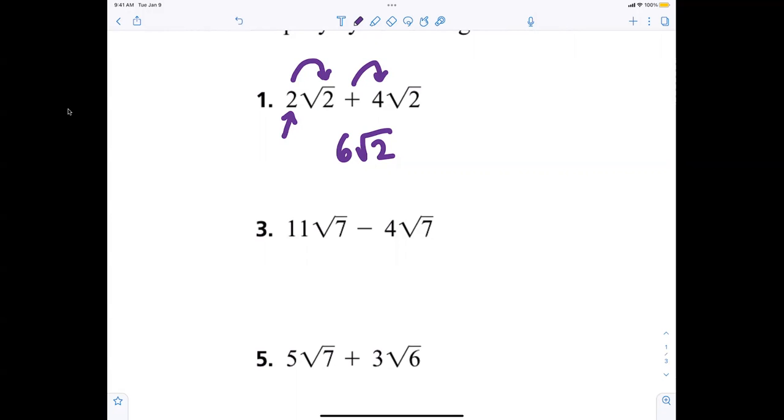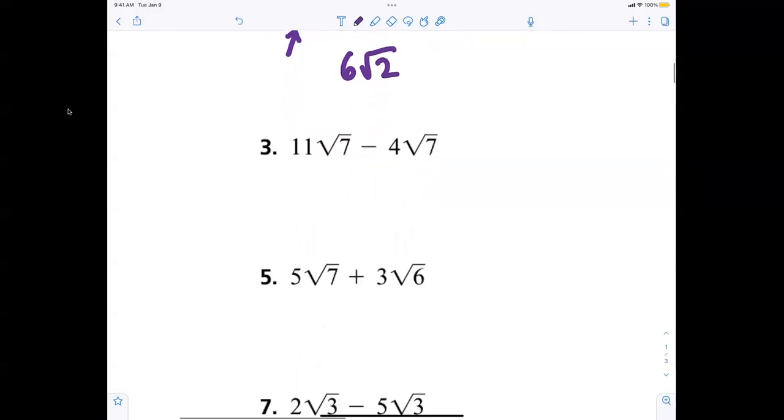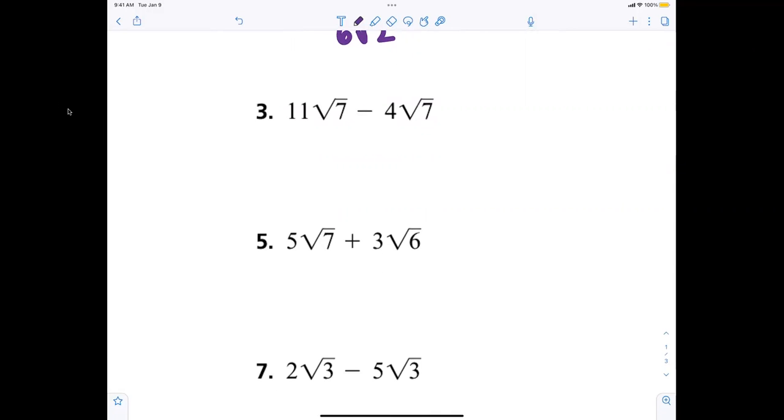if you're paying attention. So number 3, all right, you're looking at that saying I have 11 radical 7, I'm subtracting 4 radical 7. So that leaves me with what? 7 radical 7. That's how simple.